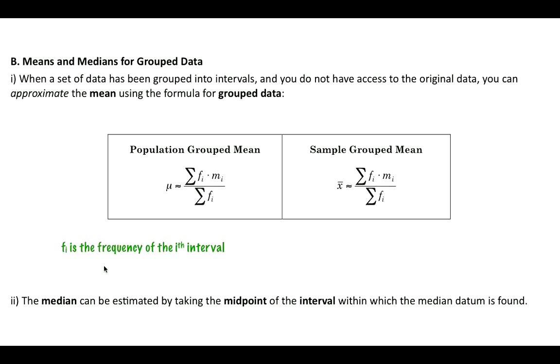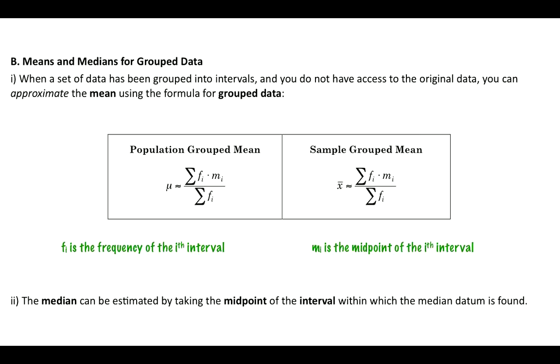Okay, so basically, if you want to take a couple notes on this, F sub i is the frequency of the ith interval. So some interval, you've got the i, j, k, whatever intervals. The first, second, third, fourth, fifth interval. F sub i is the frequency of that interval. So F3 would be the frequency of the third interval. Okay, M sub i is the midpoint of the ith interval.